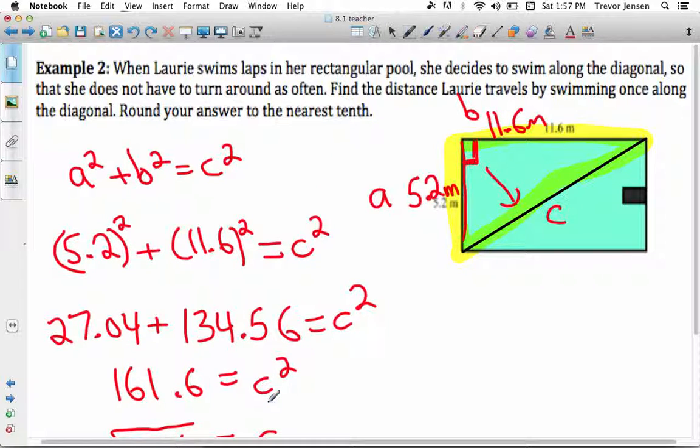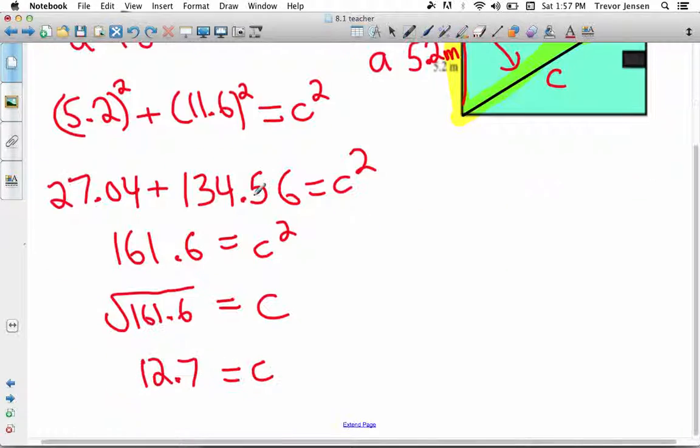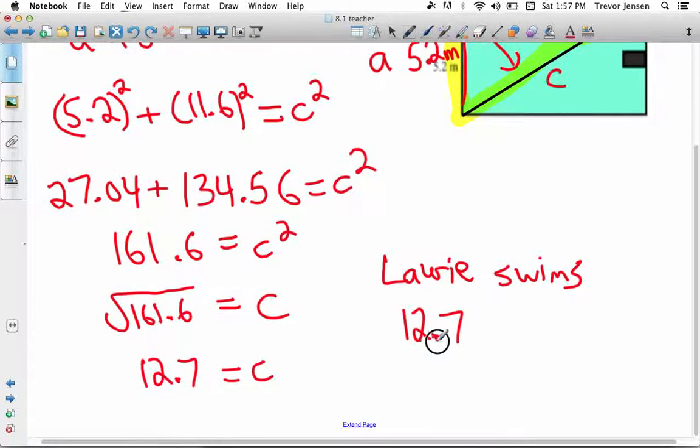Now let's actually answer the question that it asked us. It said, find the distance Lori travels by swimming once along the diagonal. So, how I'll answer this: Lori swims 12.7, and don't forget your units. We're in meters, so 12.7 meters when she travels along the diagonal.